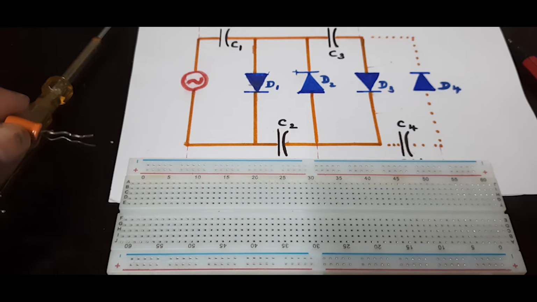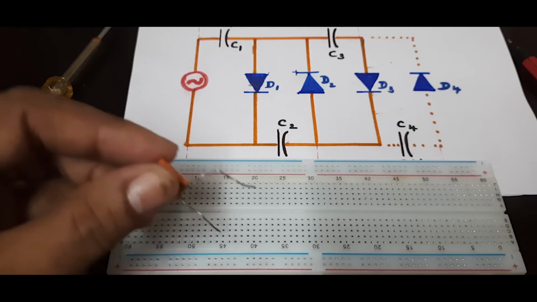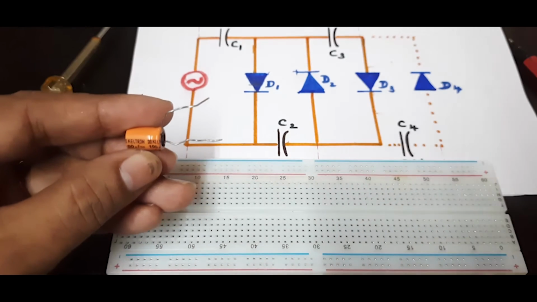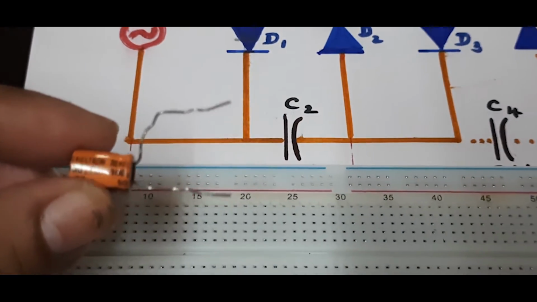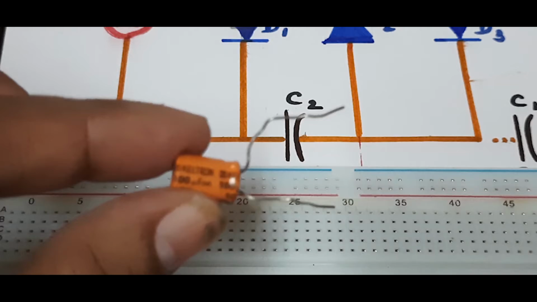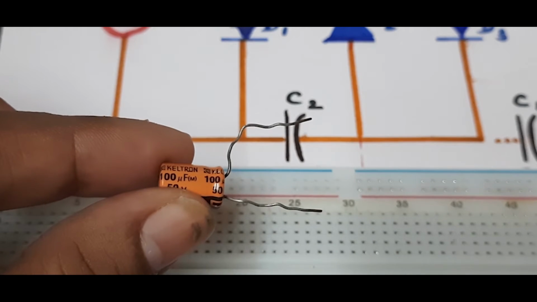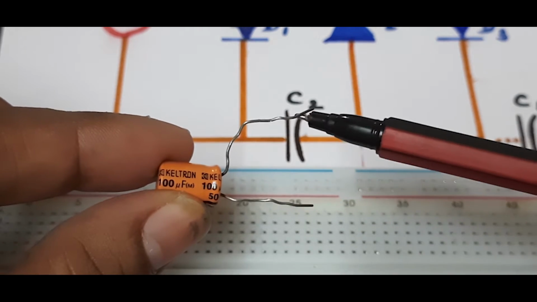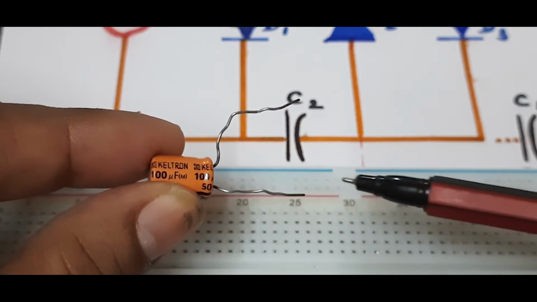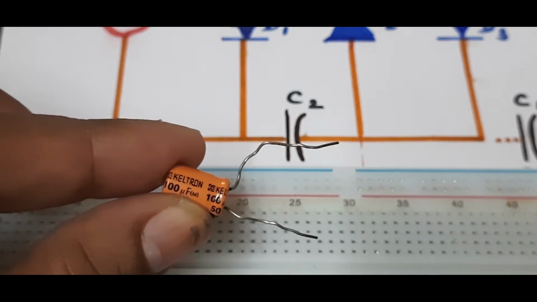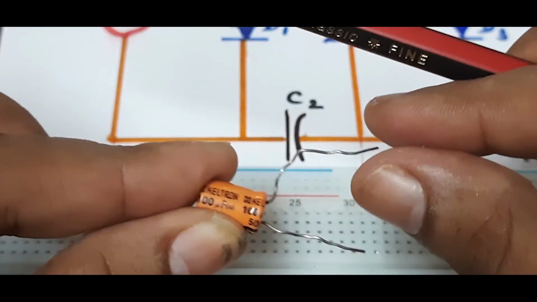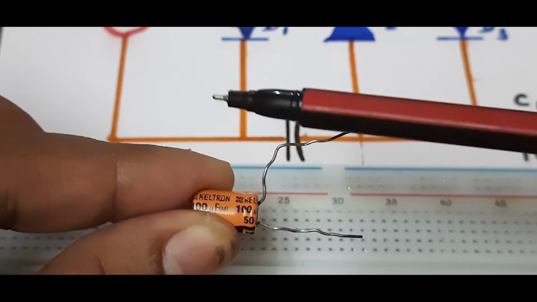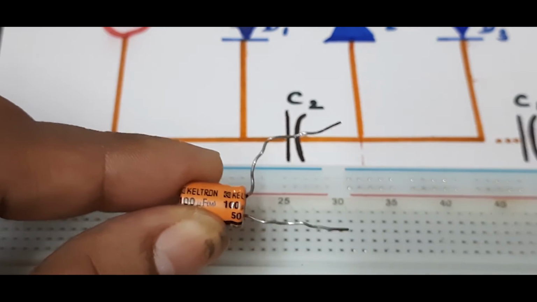Now let us construct the circuit in the breadboard. So this is a capacitor. I have taken 100 microfarad capacitor. Here you can see it, 100 microfarad. The longer leg is a positive leg and the shorter one is a negative leg. I would like to bend the capacitor legs, the longer leg in this manner for convenience. So this is a positive and this is a negative.